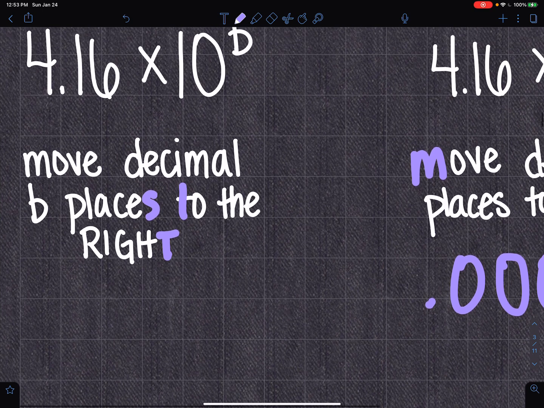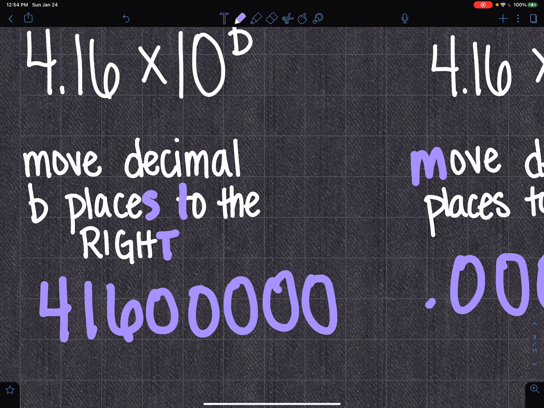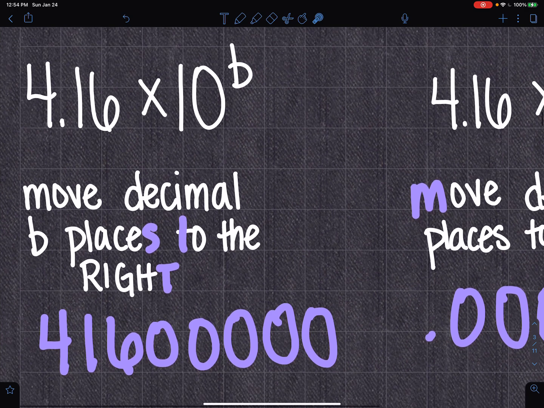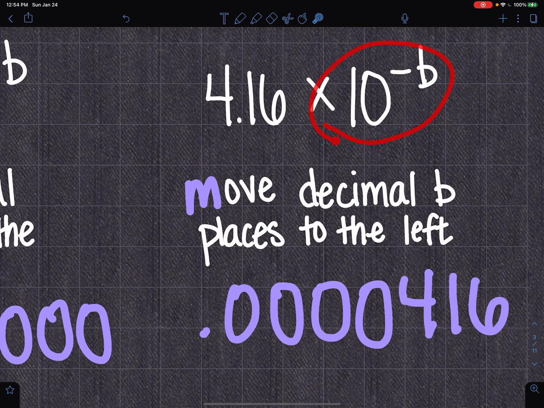Okay? So instead of 4.16, it's going to be 4. Like the decimal was here, we're going to move it however many b is, and it's going to be a humongous number, and it could be really, really huge. So when it's a positive number like this, it's probably going to be a huge number because you're multiplying it by 10 to the 5th, or multiplying it by a huge number. Remember, this is like you're dividing by 10 to the 5th. So that should help you figure out where to put the decimal.